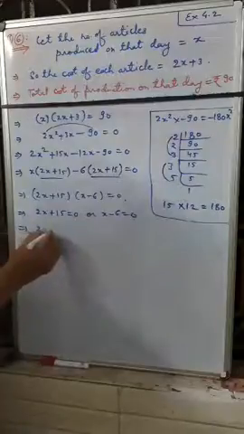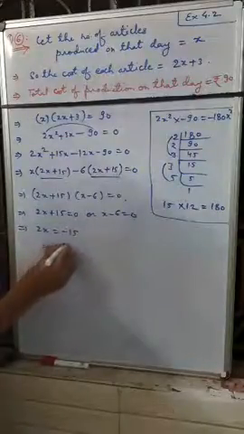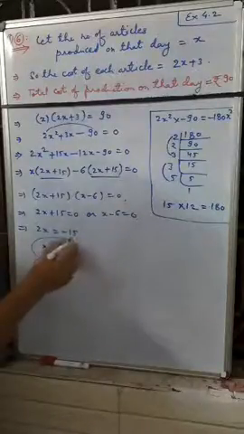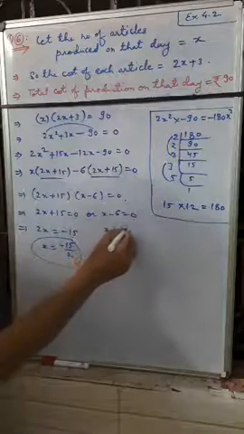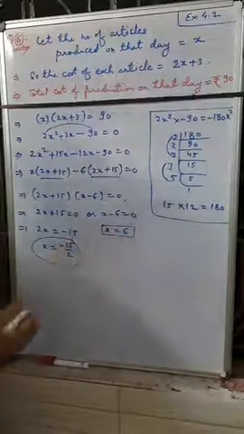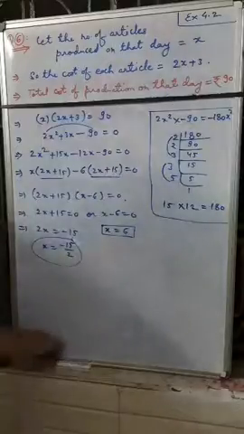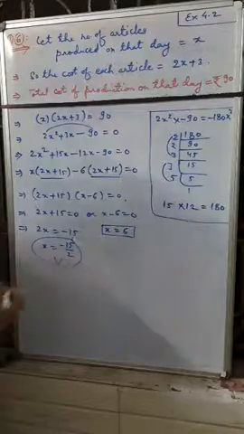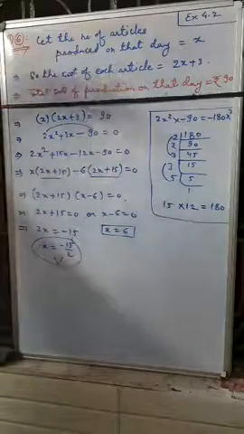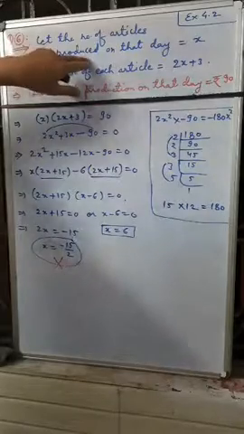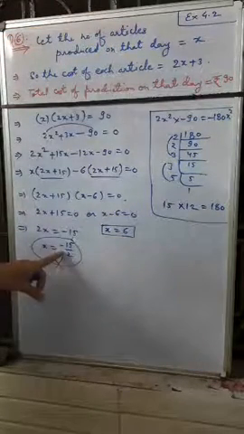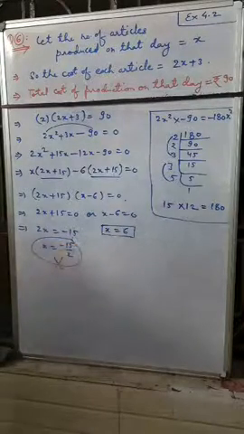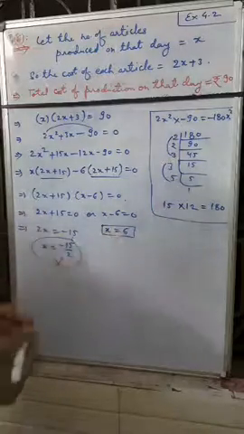That means 2x is equal to minus 15 or x is equal to minus 15 by 2. That is the first value. And second one, x is equal to 6, this one positive value. So number of articles produced on that day cannot be negative. तो आर्टिकल एक दिन में प्रोडक्शन कितने आर्टिकल्स का होगा? -15/2 इट इज़ इम्पॉसिबल बिकॉज इट इज़ नेगेटिव. नंबर ऑफ आर्टिकल प्रोड्यूस्ड ऑन दैट डे इज इक्वल टू 6.